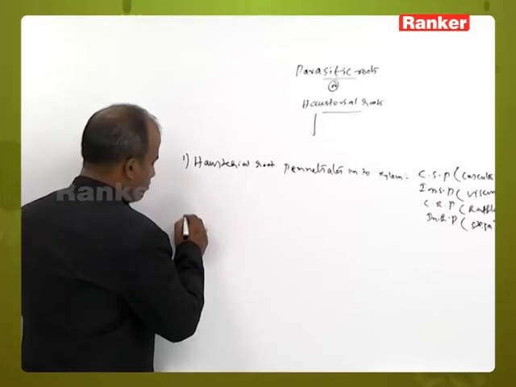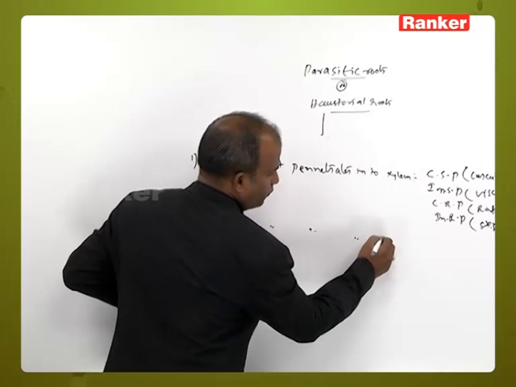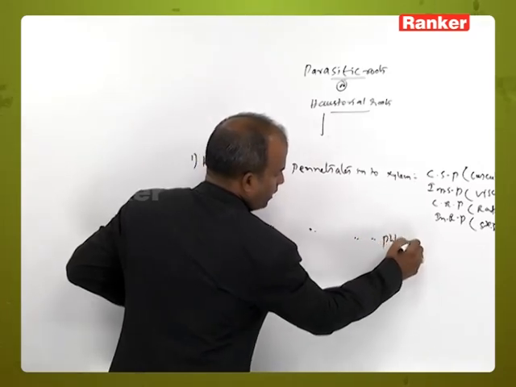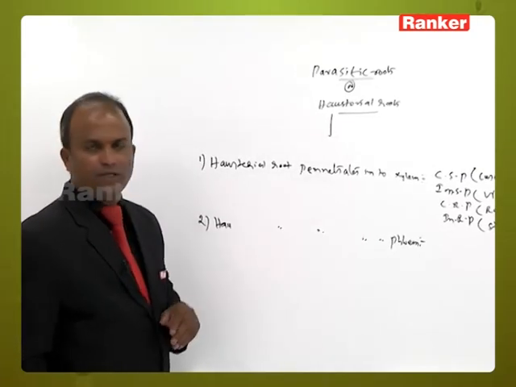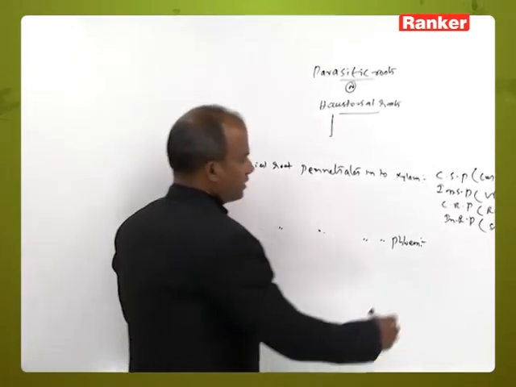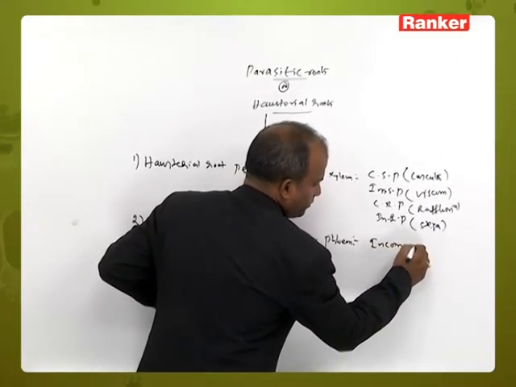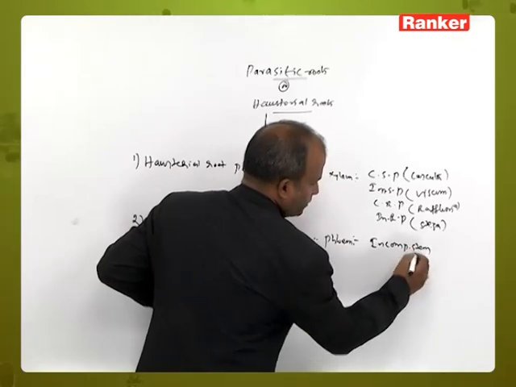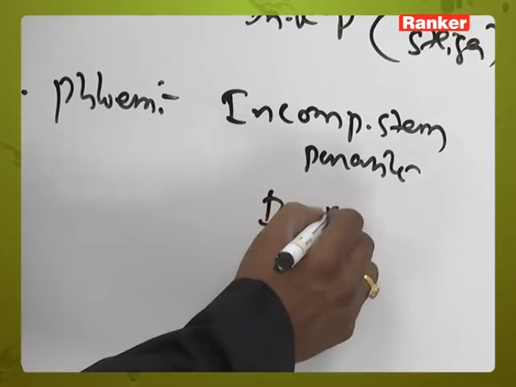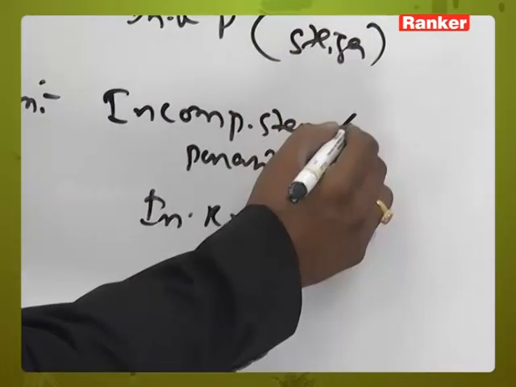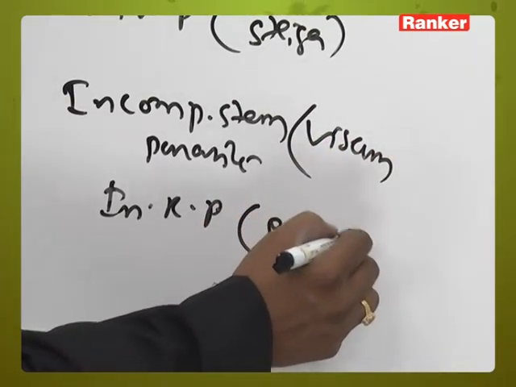Now, haustorial roots penetrate into phloem. What are the examples? Can you tell me? Those are incomplete stem parasite and incomplete root parasite. Incomplete stem parasite is Viscum. Incomplete root parasite is Striga.